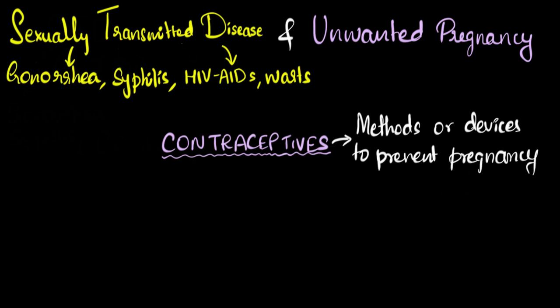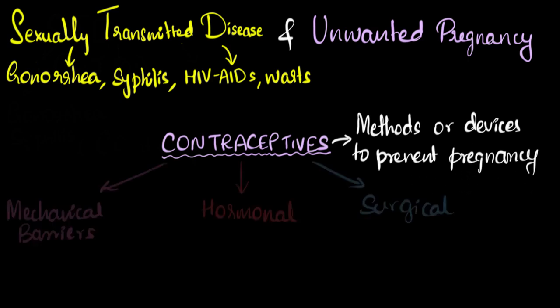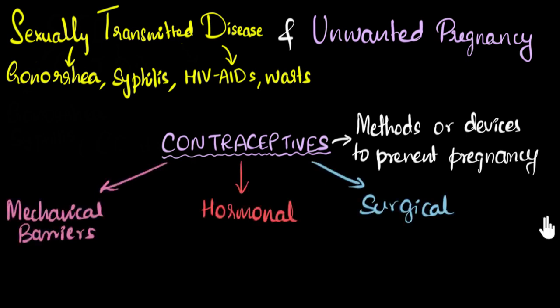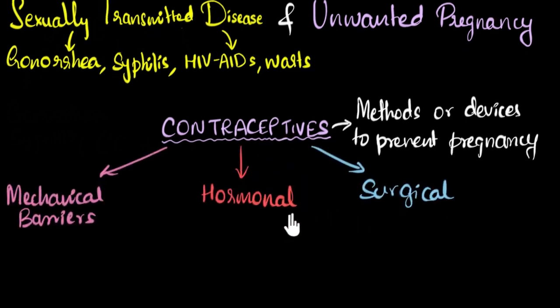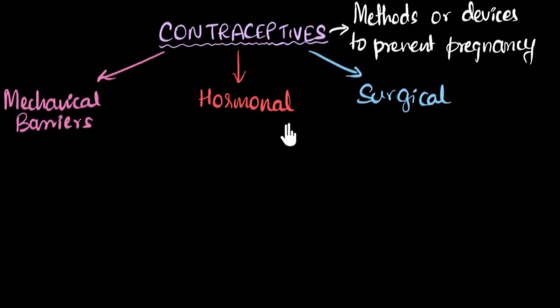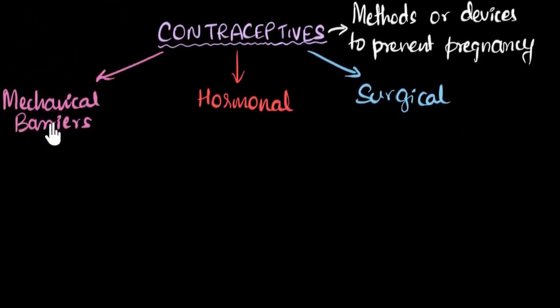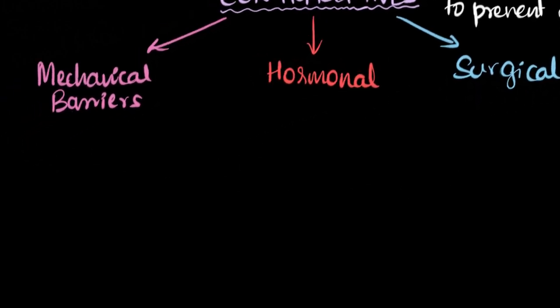So how many types of contraceptives do we have? Well, broadly, we can classify contraceptives into three kinds. Let's move up and make space. Okay, so we have mechanical barriers, the hormonal methods, and the surgical methods. Let's start with the mechanical barriers.